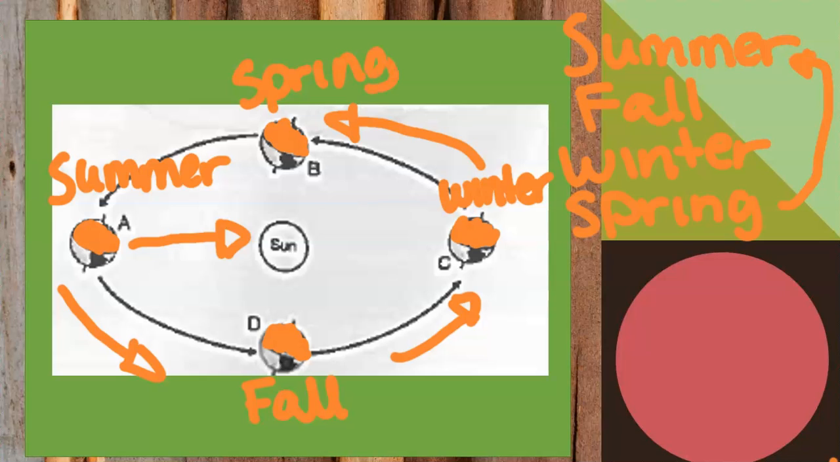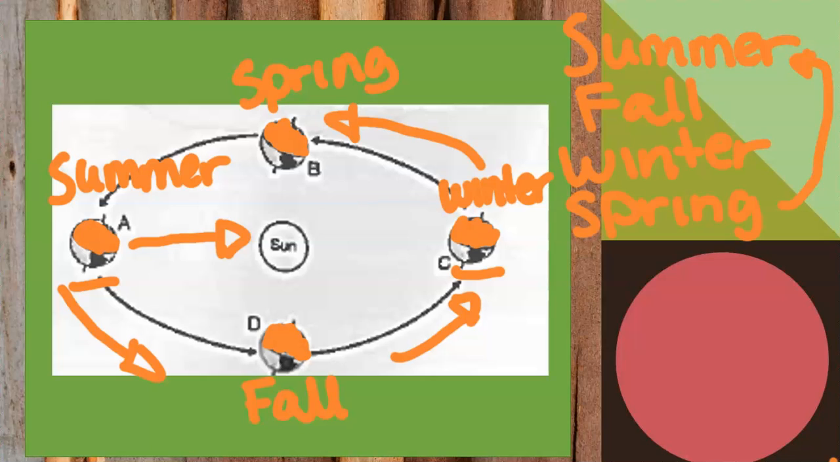When we look at an Earth-Sun model and we're looking to identify the seasons, summer and winter can only occur on the sides. Spring and fall will always occur on the top and the bottom. But again, tilt is going to be the determining factor of which position is which.